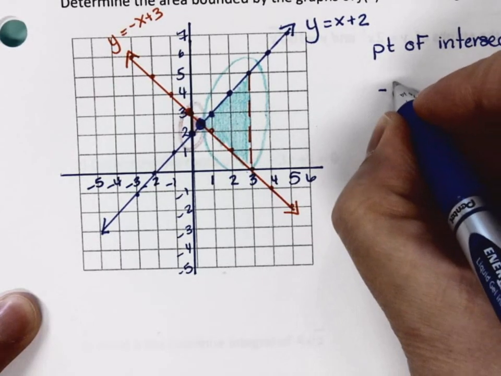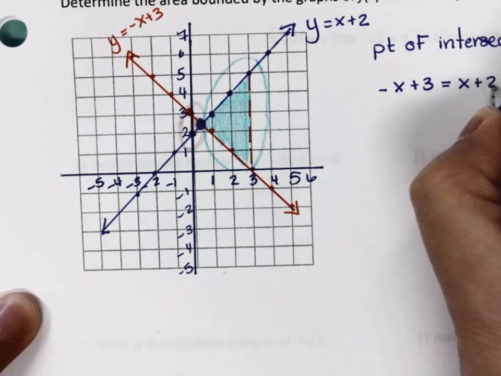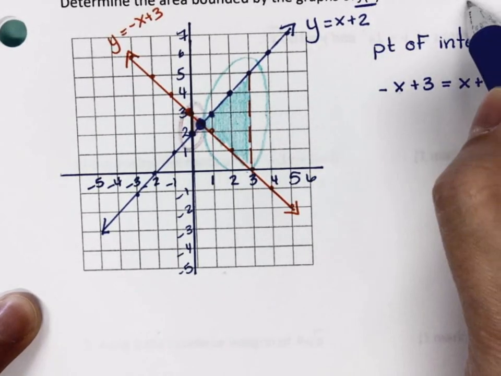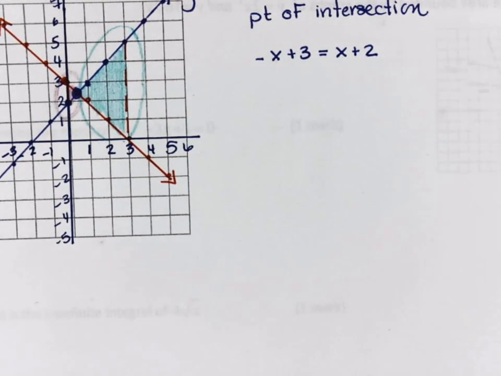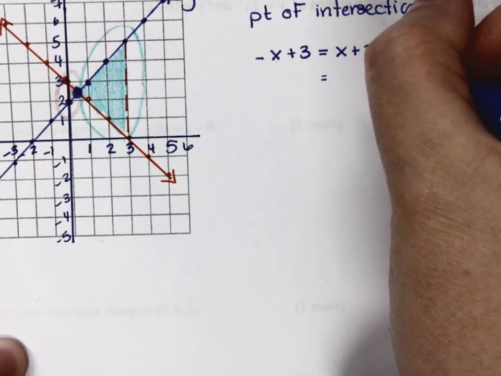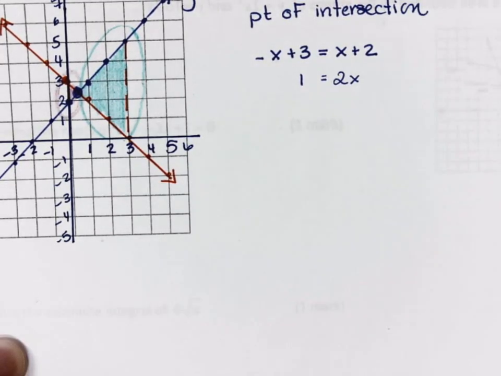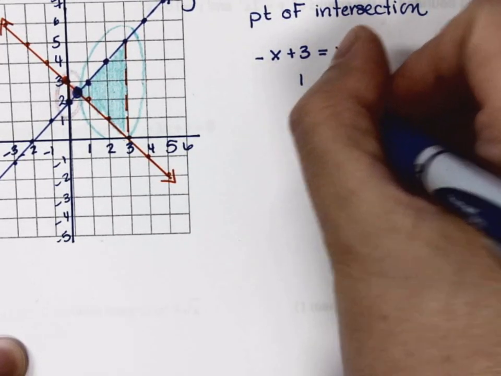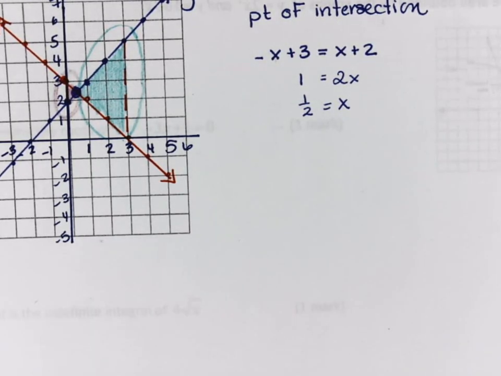So I'm going to take negative x plus 3 and set it equal to x plus 2, because they are both equal to the same y value at that point. So I'm going to have 2x equals 1. So x is equal to 1/2. Do I need to know the y value? No, because I'm looking just for the domain.